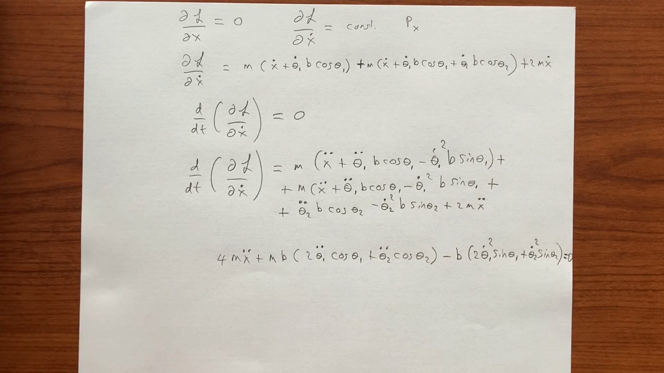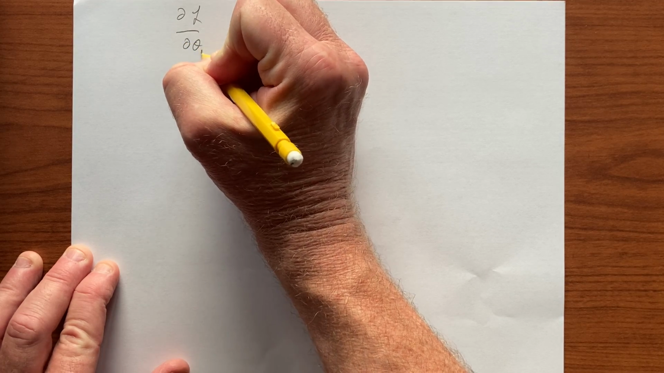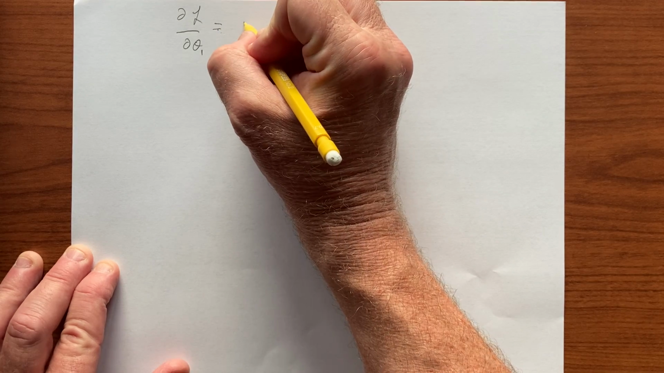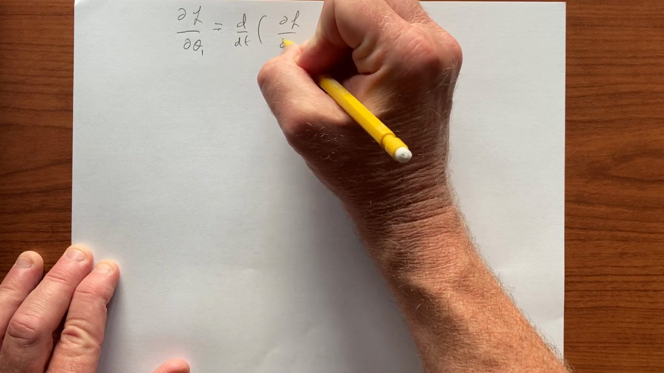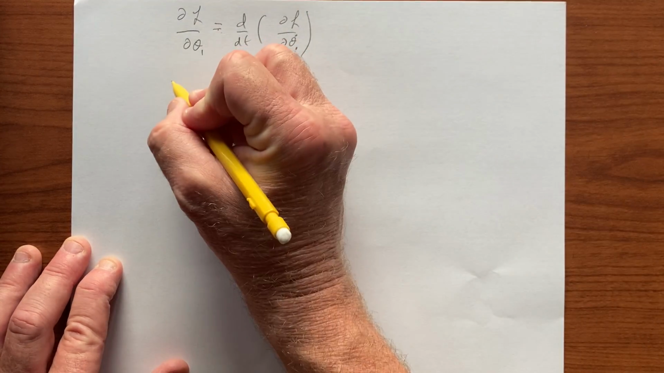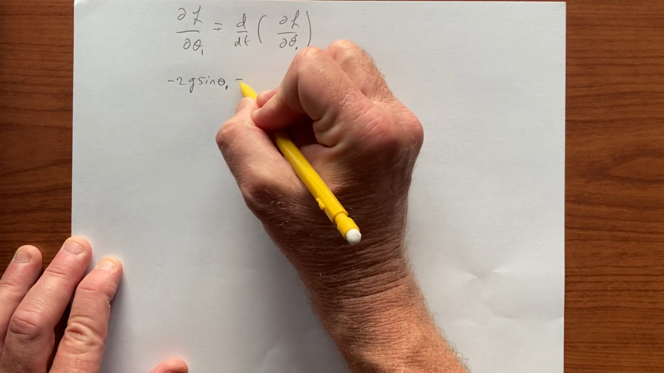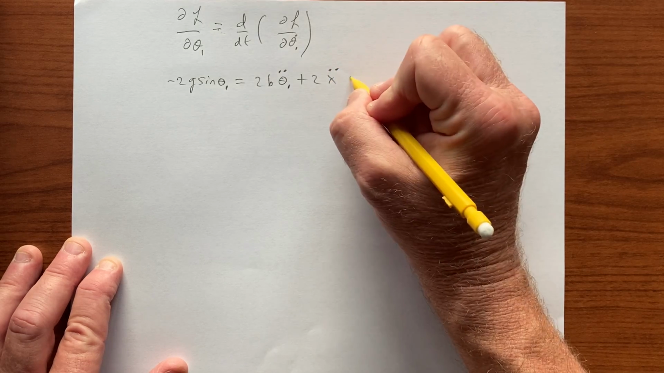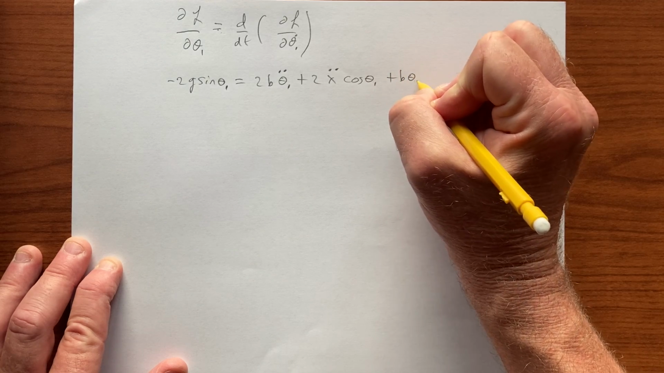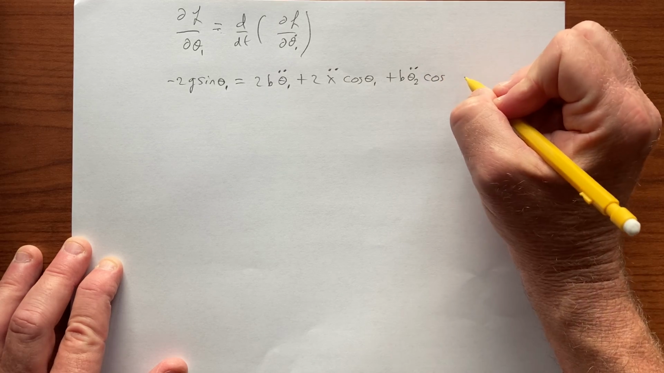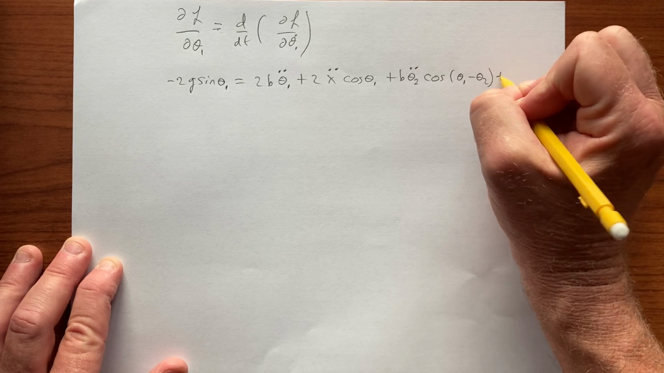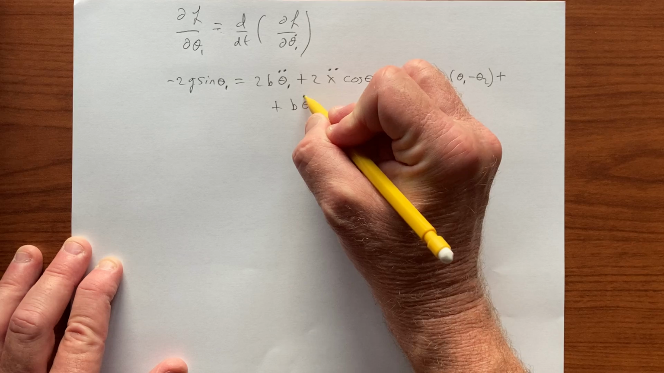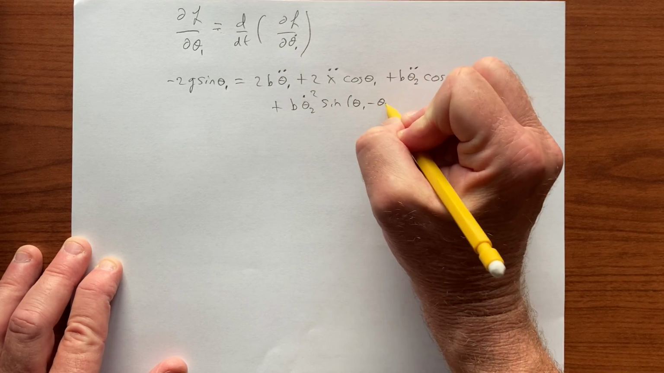And our last equation, let's see, what do we have left here? dL by d theta 1 equals d by dt of dL by d theta 1 dot, and that looks like minus 2g sine theta 1 equals 2b theta 1 double dot plus 2x acceleration cosine theta 1 plus b theta 2 double dot cosine, given what we have, let's use this trig identity, plus b theta 2 dot squared, again trig identity to make things easier, minus theta 2.